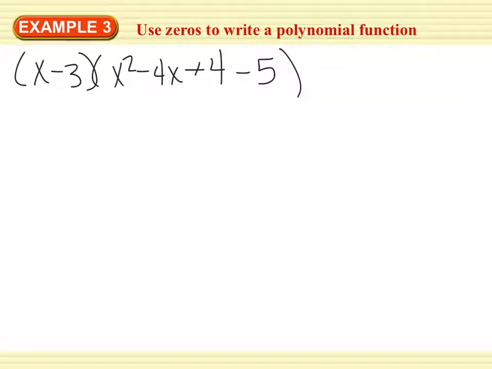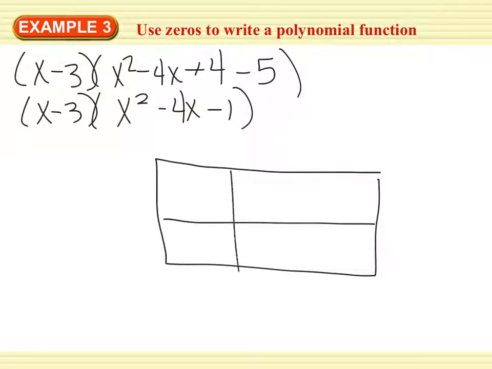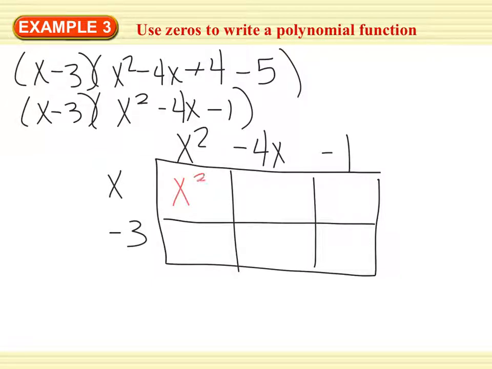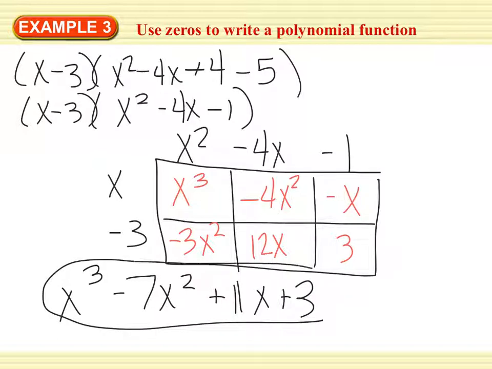So that's where we are right now. I ran out of space. I'm going to simplify one more time: x squared minus 4x minus 1. Now I'm going to multiply these. I'm going for the box. You guys may laugh, but I find it easy. Okay, label the top and the side, and go ahead and multiply row times column. x squared times x, negative 4x times x, negative x, then I get negative 3x squared, 12x, and 3. Go ahead and collect all my like terms. My answer is x cubed minus 7x squared plus 11x plus 3. There we go.